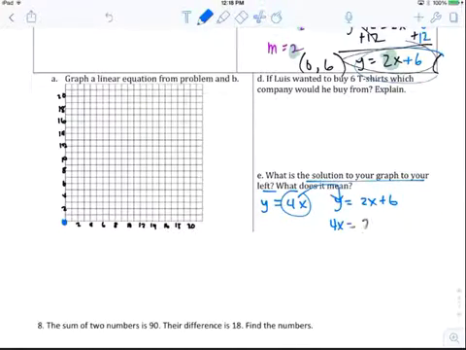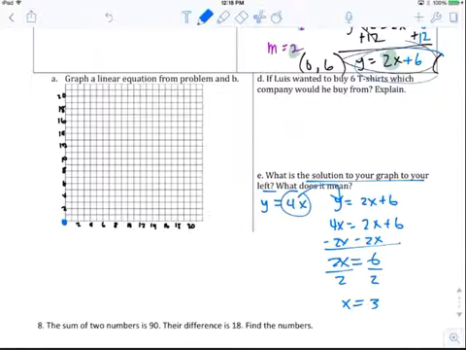4x equals 2x plus 6, minus 2x, minus 2x. I get 2x equals 6. Divide by 2, divide by 2. x is 3. So my solution is 3 t-shirts for how much when they cost the same? 3 t-shirts. You substitute 3 into here.